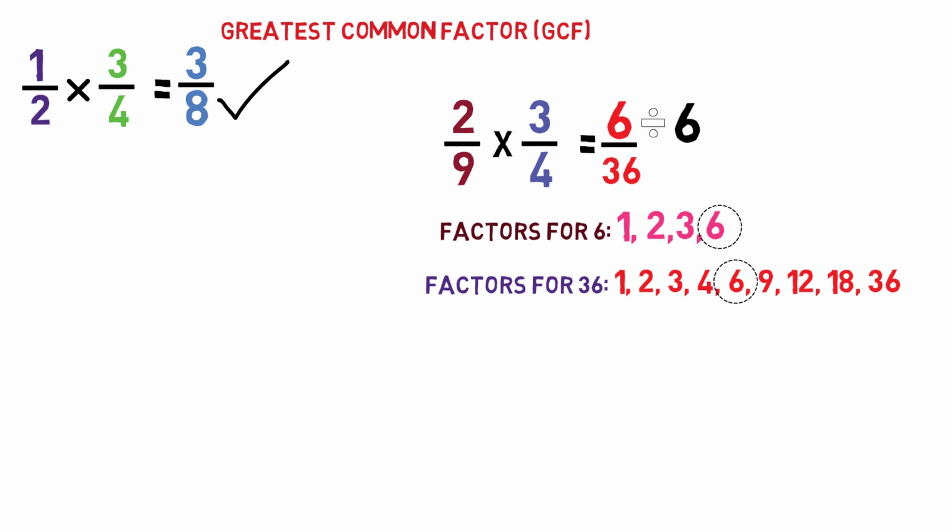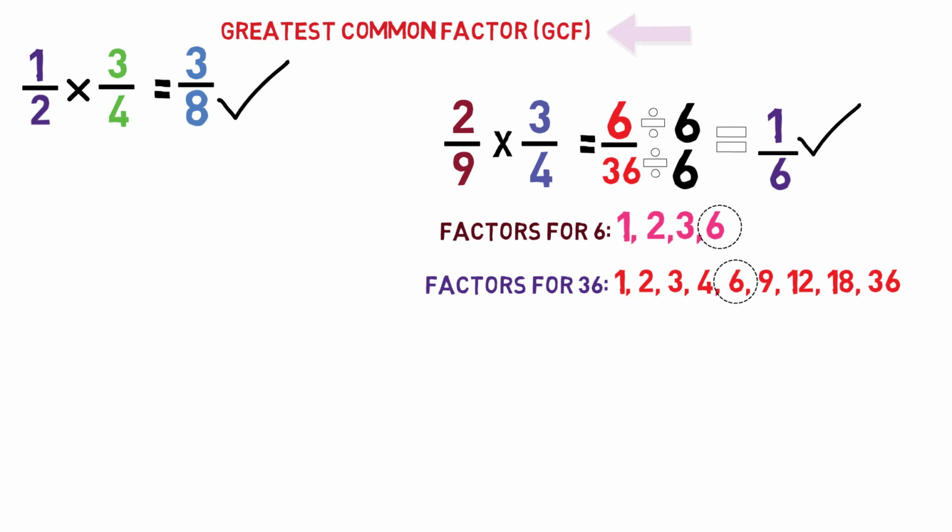Now, let's go back and simplify our answer, 6/36. So you want to divide by 6. You're going to divide the numerator. So 6 divided by 6 equals 1. And you're going to divide the denominator. 36 divided by 6 equals 6. So our simplified answer is 1/6.